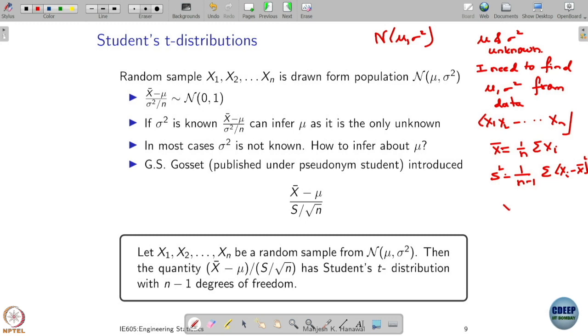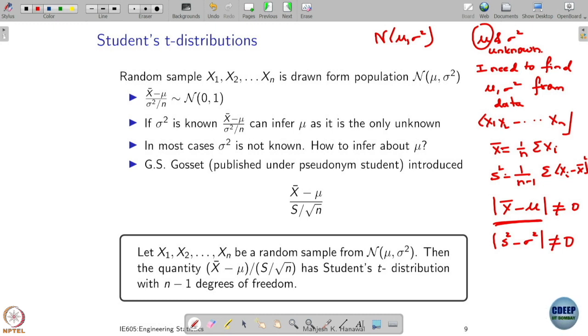But this x bar, is it the same as mu? I want mu, but this x bar is not the same as mu, right? So there will be some difference. This need not be 0. And similarly, this S square minus sigma square need not be 0 either. Now what I want to understand is how big this actual difference is.